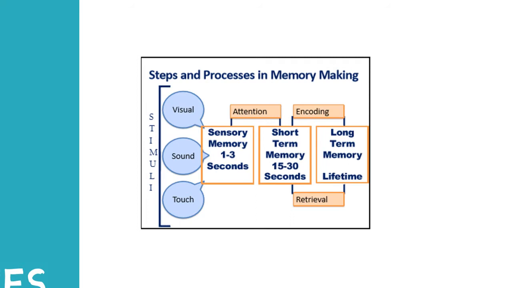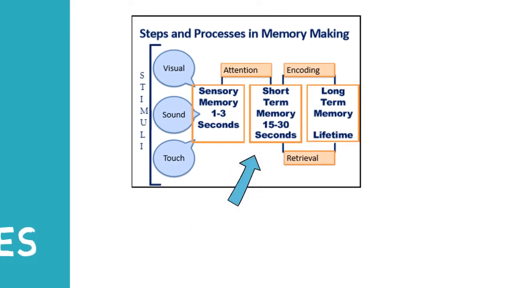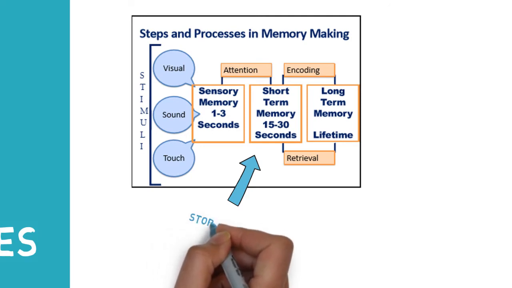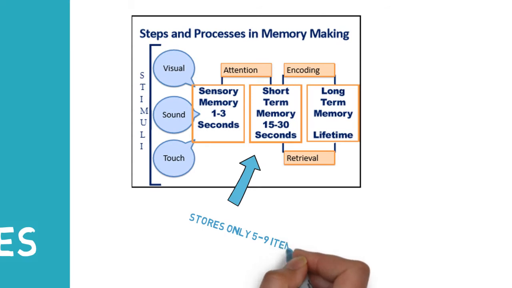Most acoustic information goes right to short-term memory. Haven't we all forgotten someone's name right after meeting them? This is because short-term memory only lasts between 15 and 30 seconds. Additionally, short-term memory only stores between 5 and 9 items of information, with 7 items being the average number.